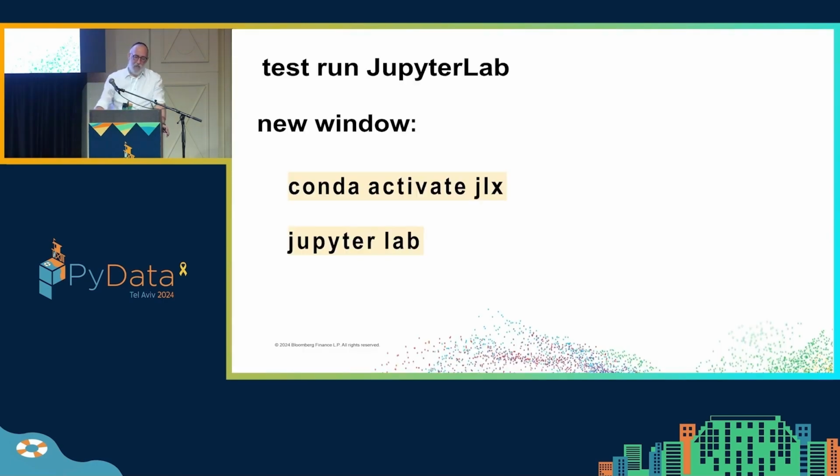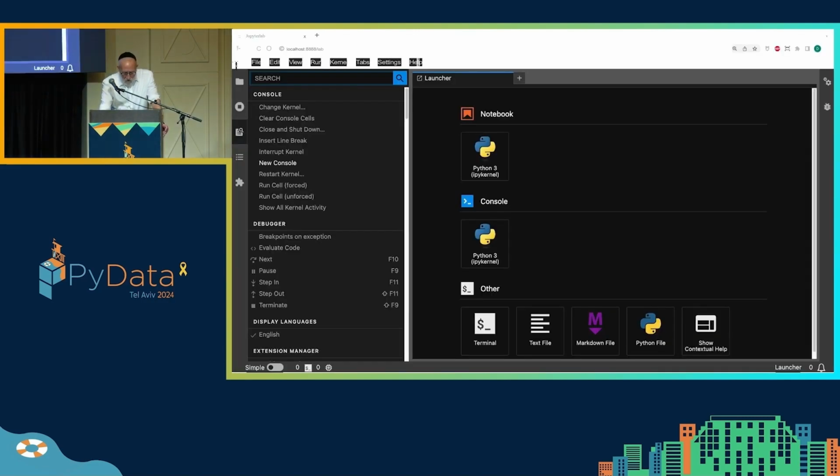So now we need to test it. We want to run JupyterLab. I recommend running it in a different window, so you're coding in one window and running in another. Don't forget to activate your conda environment in the other window so that it's looking at the same stuff. And when you run it, it looks like this.